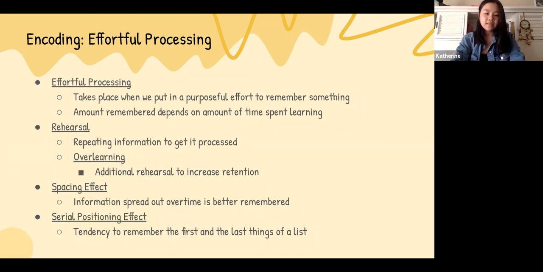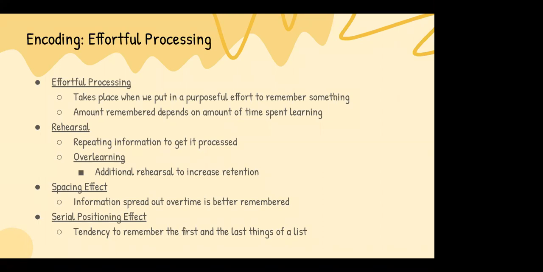And then we have the spacing effect. The spacing effect is that information spread out over time is better remembered. When you study, it is better to study over a span of a couple weeks than to just study all at once. And then we have the serial positioning effect. This is the tendency to remember the first and the last things of a list. If you're shown a series of pictures and told to memorize the sequence, you are more likely to remember the first couple of images and the last couple of images.